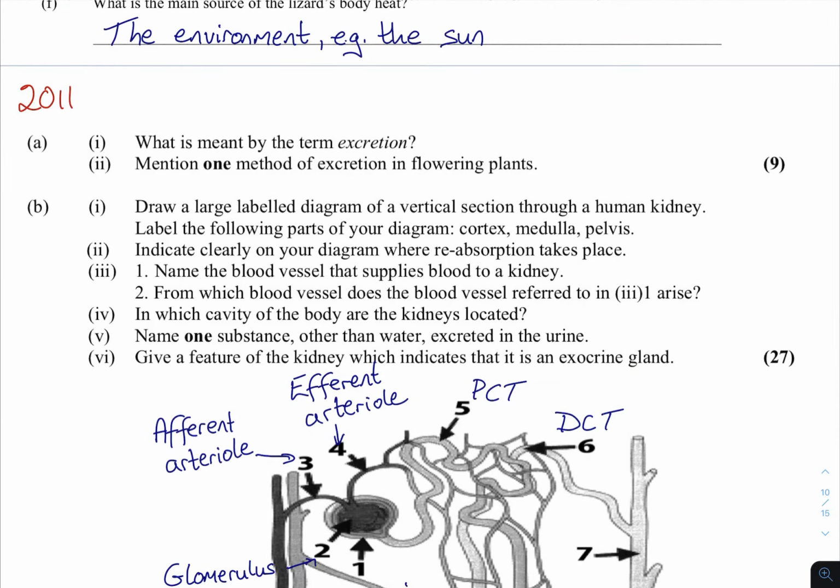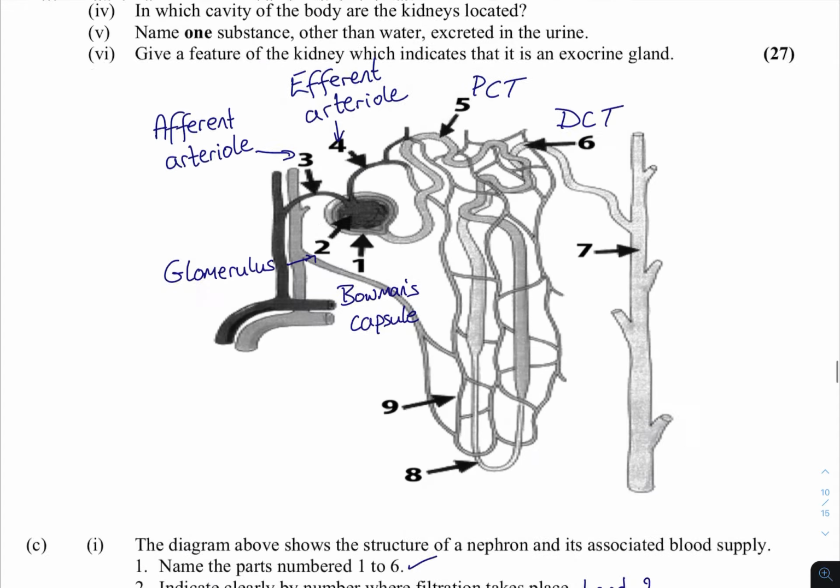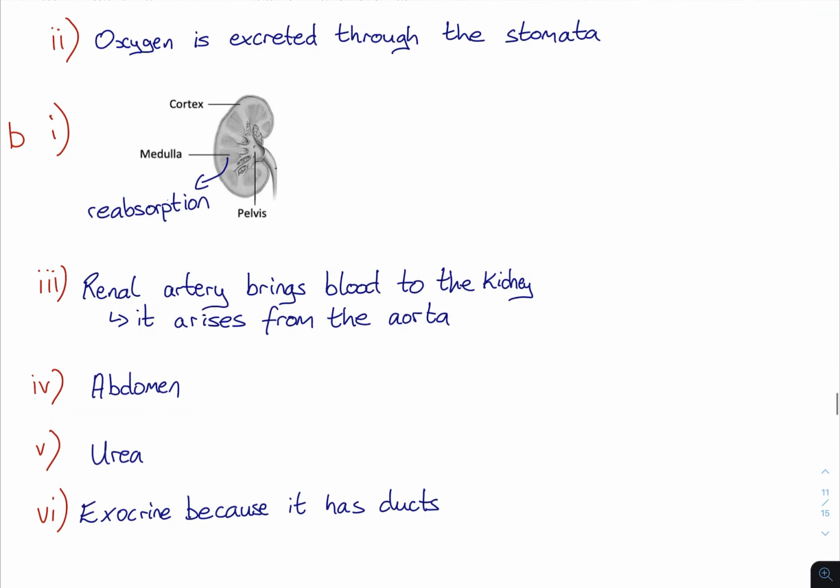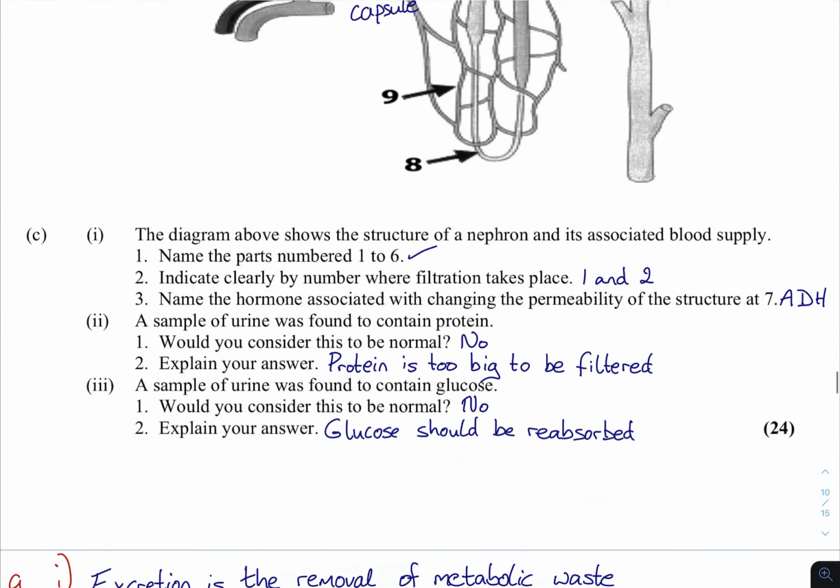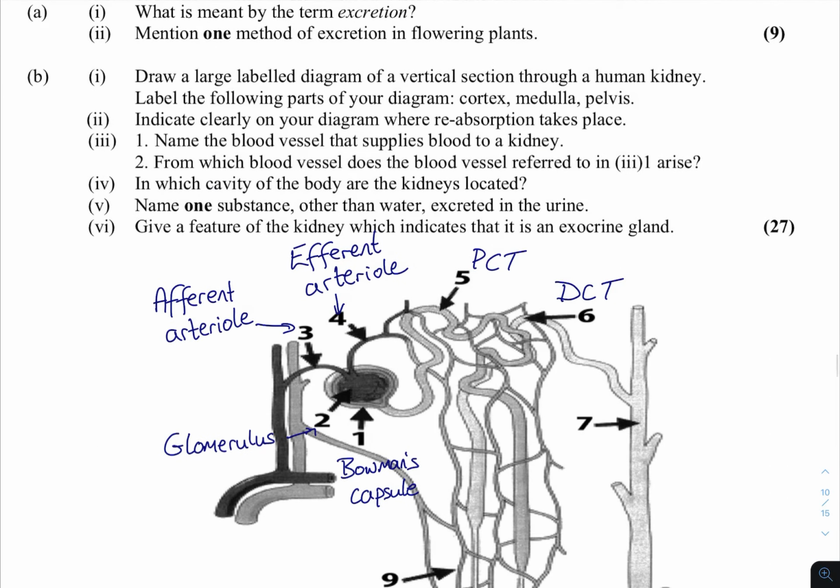In which cavity of the body are kidneys located? So this is your abdomen, the abdomen. You do need to know the locations in the body for specific body organs. Name one substance other than water excreted in urine: urea.